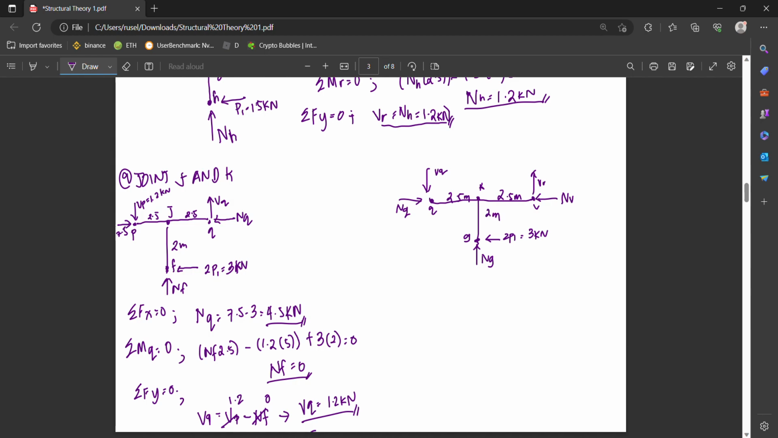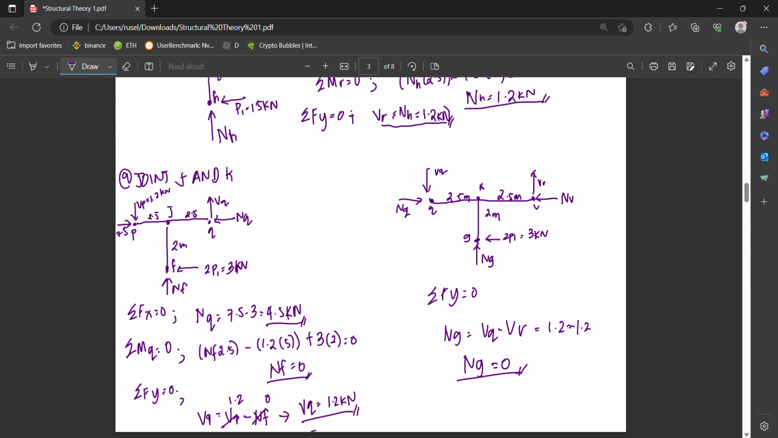Okay? So, summation forces along vertical or Y equal to 0. Your NG is equal to your VQ minus VR, as is 1.2 minus 1.2, so your NG here is equal to 0. That is all. Okay?